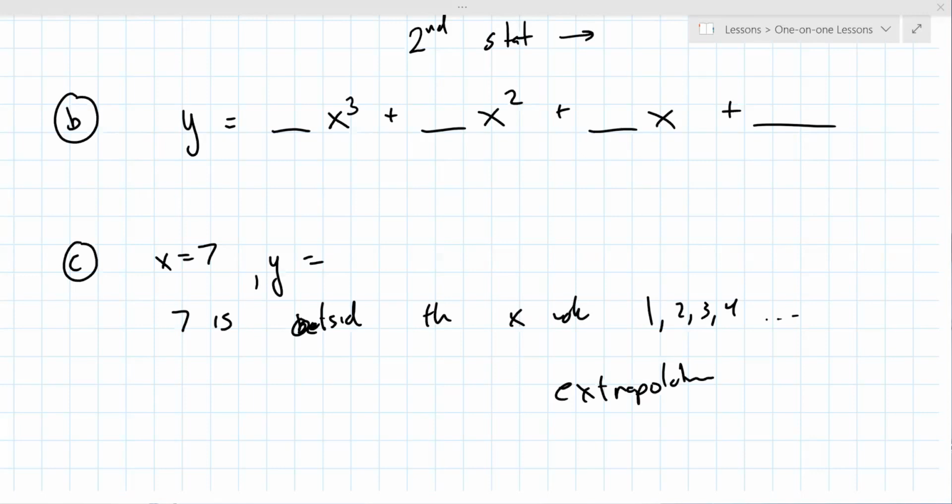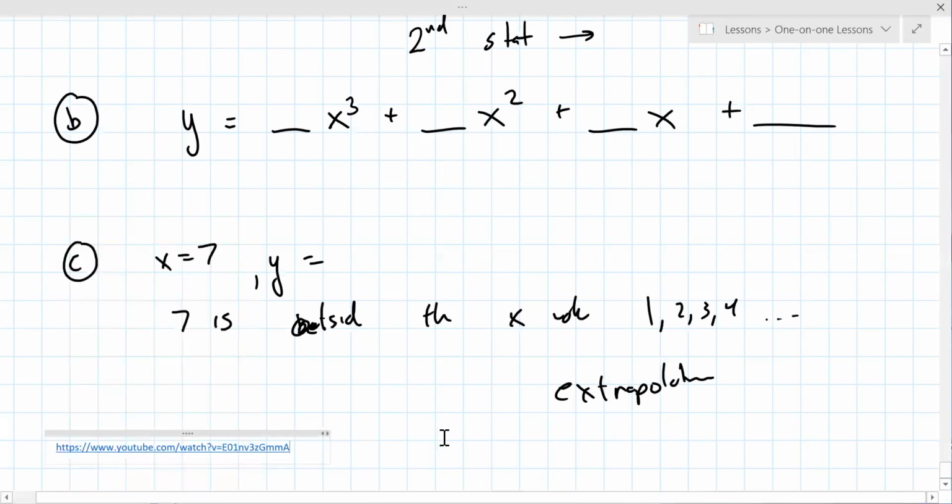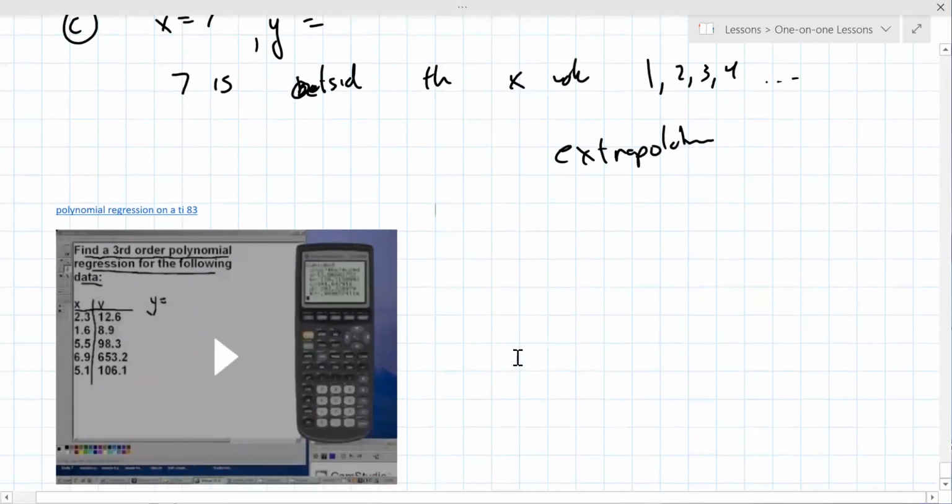Let me see if I can find a TI-83 cubic regression. So this one, here's a video. This video looks pretty complete here to do what you want. Okay. So try that, and that is all for today.